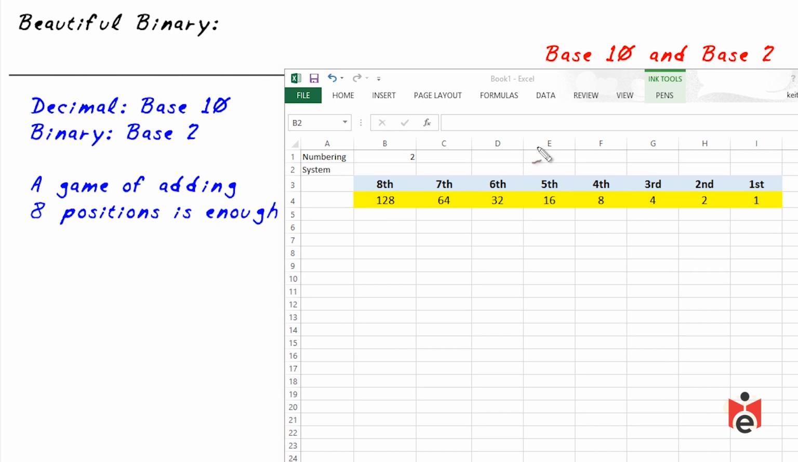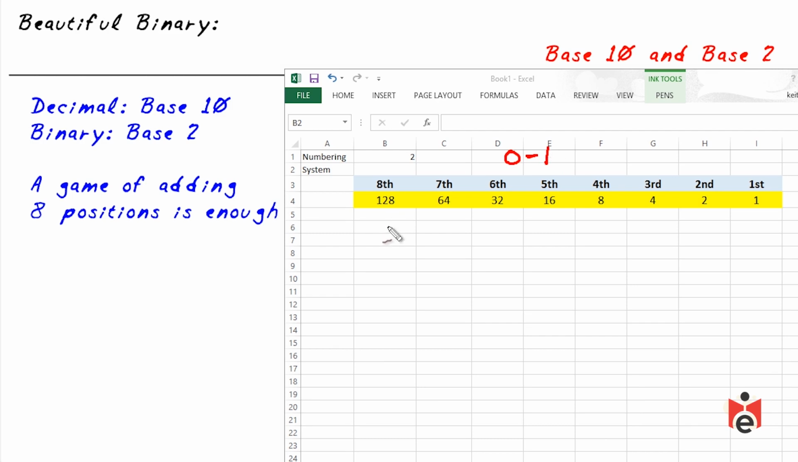So let's take a look at an example of how a binary number works. Now in binary, there's only 2 numbers that we get to play with, and they are a 0 and a 1. See, in decimal, we had 0 through 9, 10 different positions. In binary, we have 2. We have 0 and 1. It's sort of like a light switch. Either it's off or on. That's our only 2 choices.